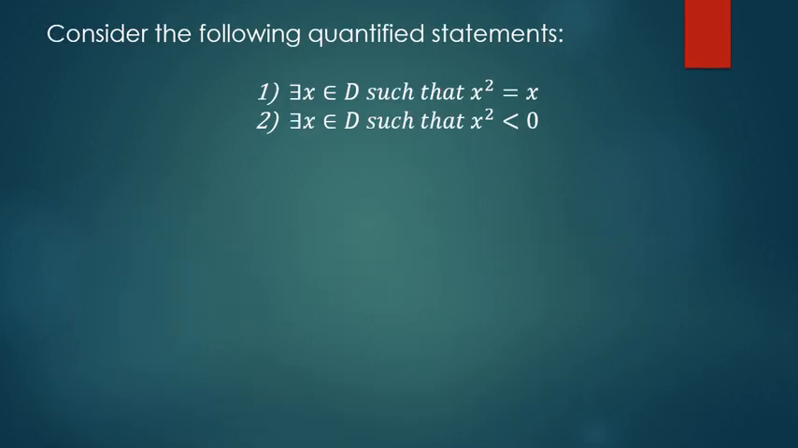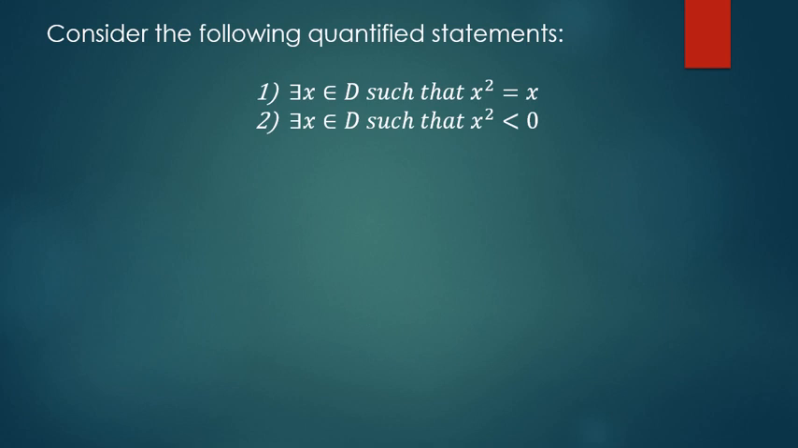Moving on, we're going to stick with the same numbers in our domain. This time we have, again, two quantified statements. Now, these both contain the existential quantifier. So one reads, there exists x in D such that x squared is equal to x. And two reads, there exists x in D such that x squared is less than 0.